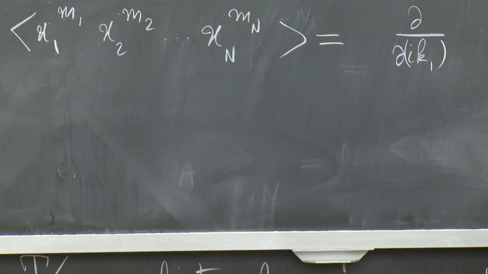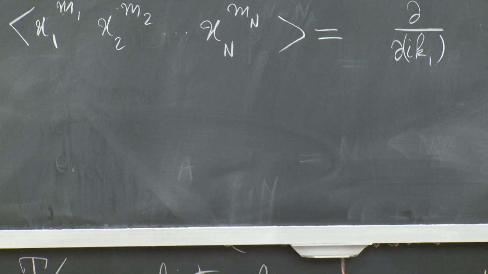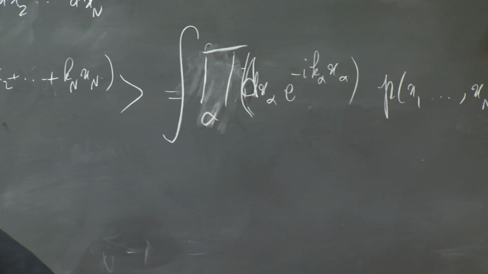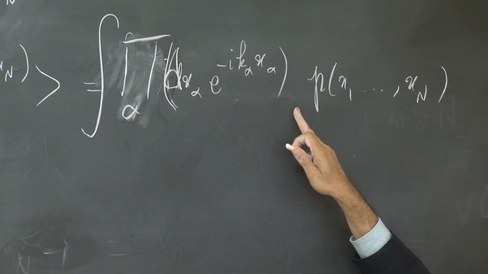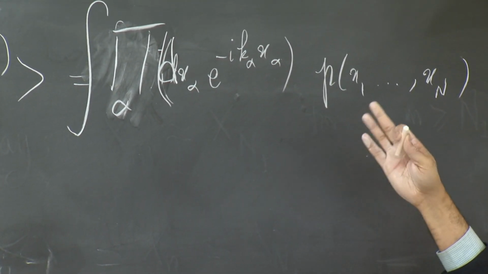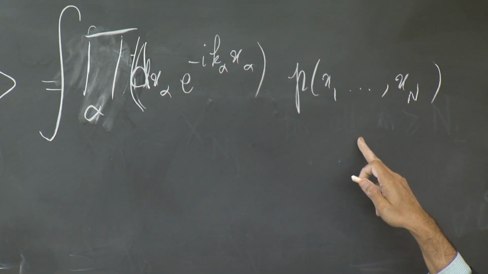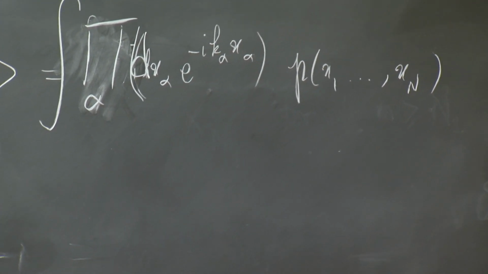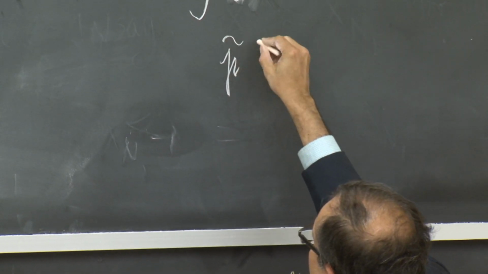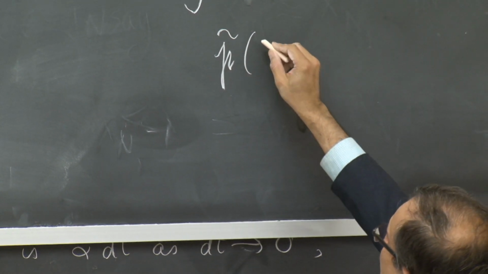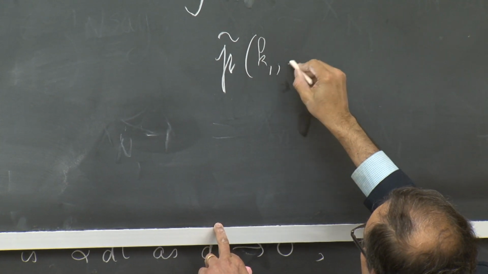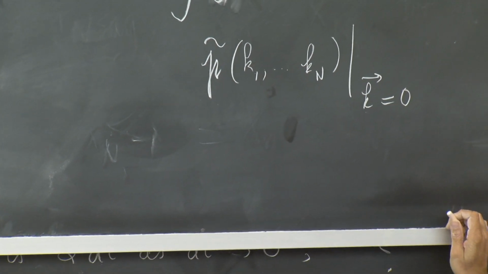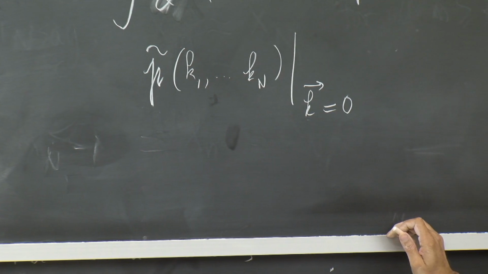If I take a derivative with respect to ik1 here, I will bring down a factor of minus x alpha. So let me put the minus, so it becomes a factor of x alpha. And if I integrate x alpha against this, I will be generating the expectation value of x alpha, provided that ultimately I set all of the k's to 0. So I will calculate a derivative of this function with respect to all of these arguments. At the end of the day, I will set k equals to 0. That would give me the expectation value of x1.